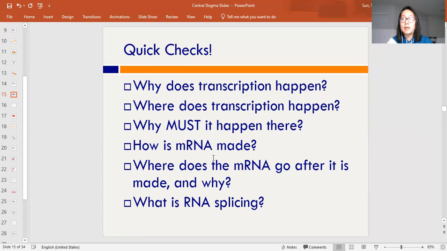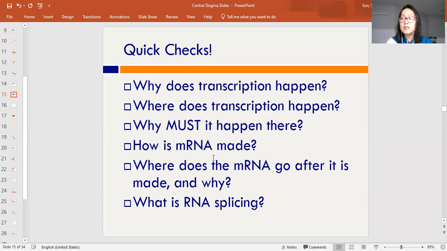How is mRNA made? It's made when DNA is split apart and then read, and an RNA polymerase will build the mRNA strand based on the DNA strand. So if you see an A on the DNA, you have to build a U on the mRNA. If you see a C, you have to build a G. If you see a G, you have to build a C. And if you see a T, you have to build an A on the mRNA. So they're matching complementary-wise. They complement each other.